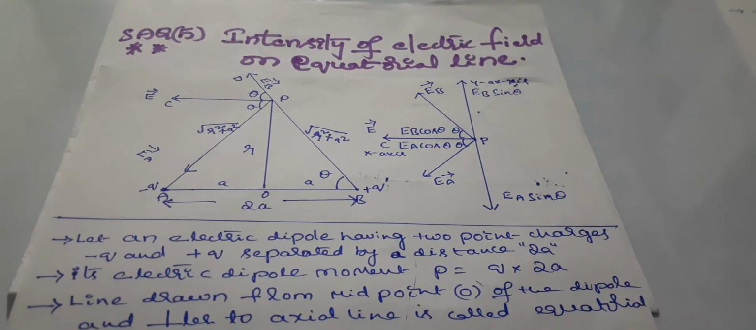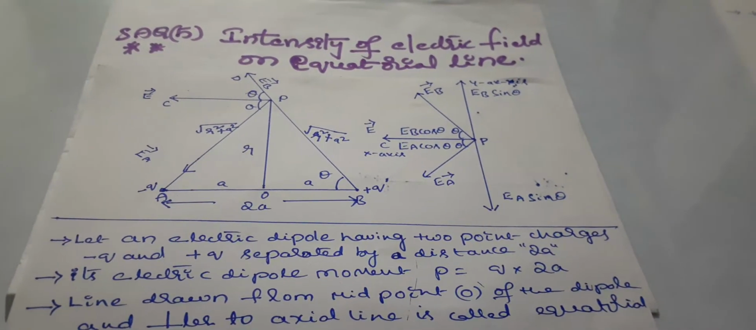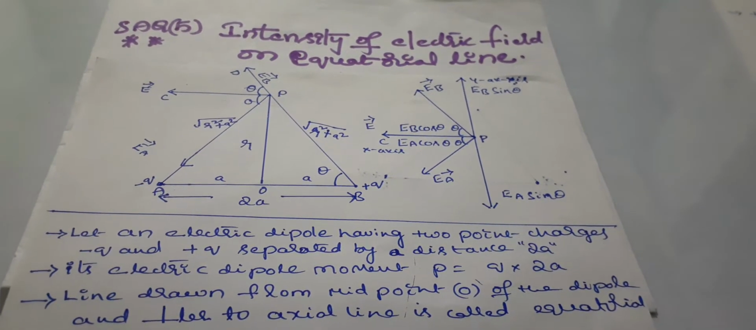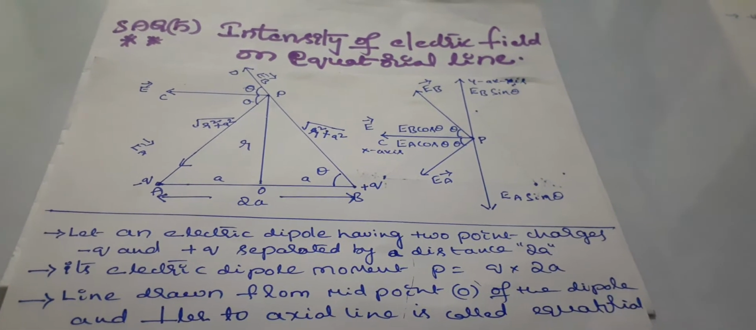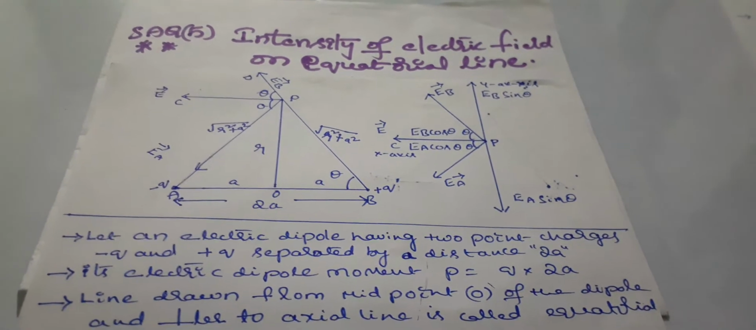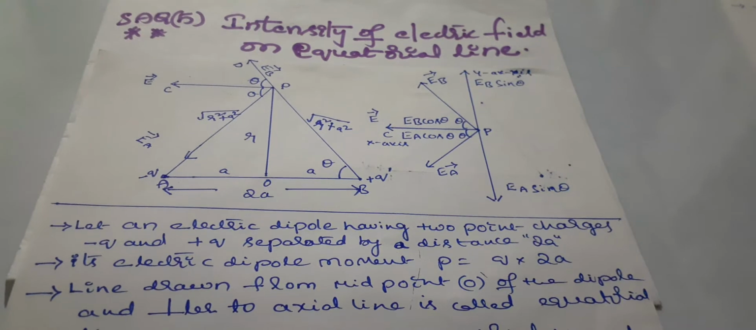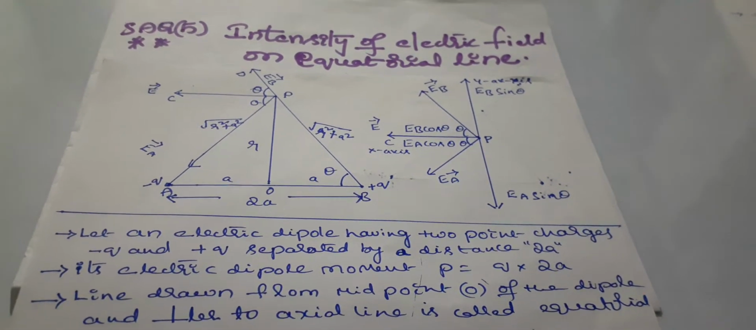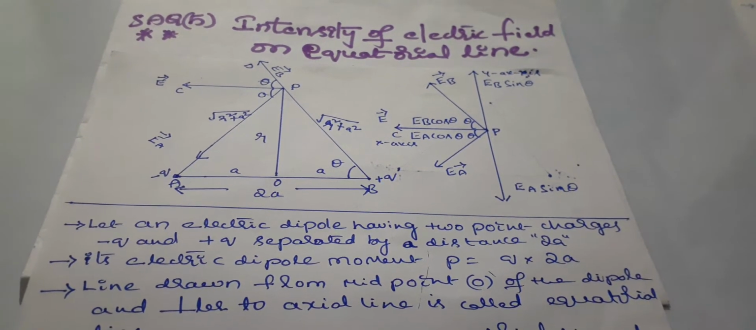So in this class we are going to explain the derivation of expression for the intensity of electric field at a point on the equatorial line. It is a short answer question topic, important one for 4 marks in second year intermediate physics in the chapter electric charges and fields. So first, what about equatorial line?